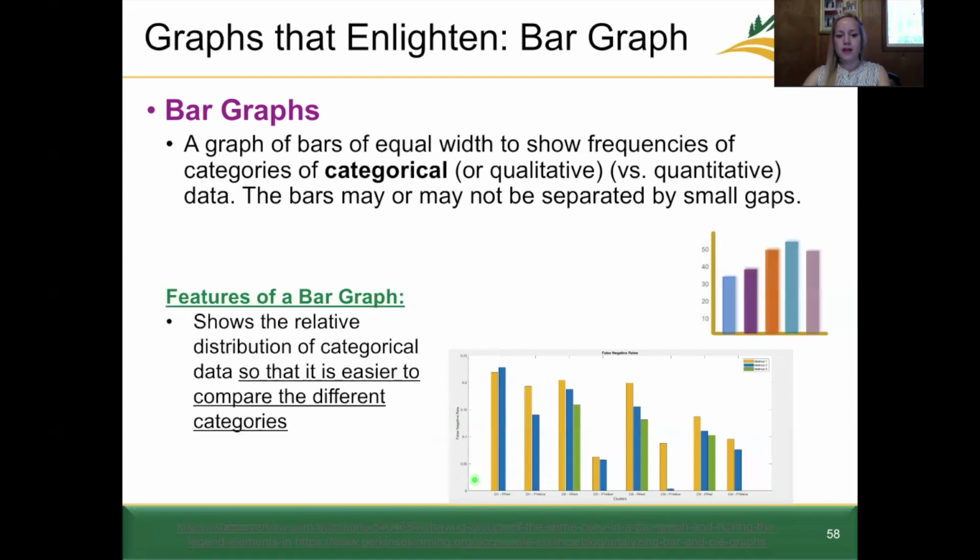A feature of bar graphs is that they show the relative distribution of categorical data, again, qualitative, not quantitative, so that it's easier to compare the different categories. So here in this example, each of these is a separate category, and you're going to practice making a bar graph in your student outline.